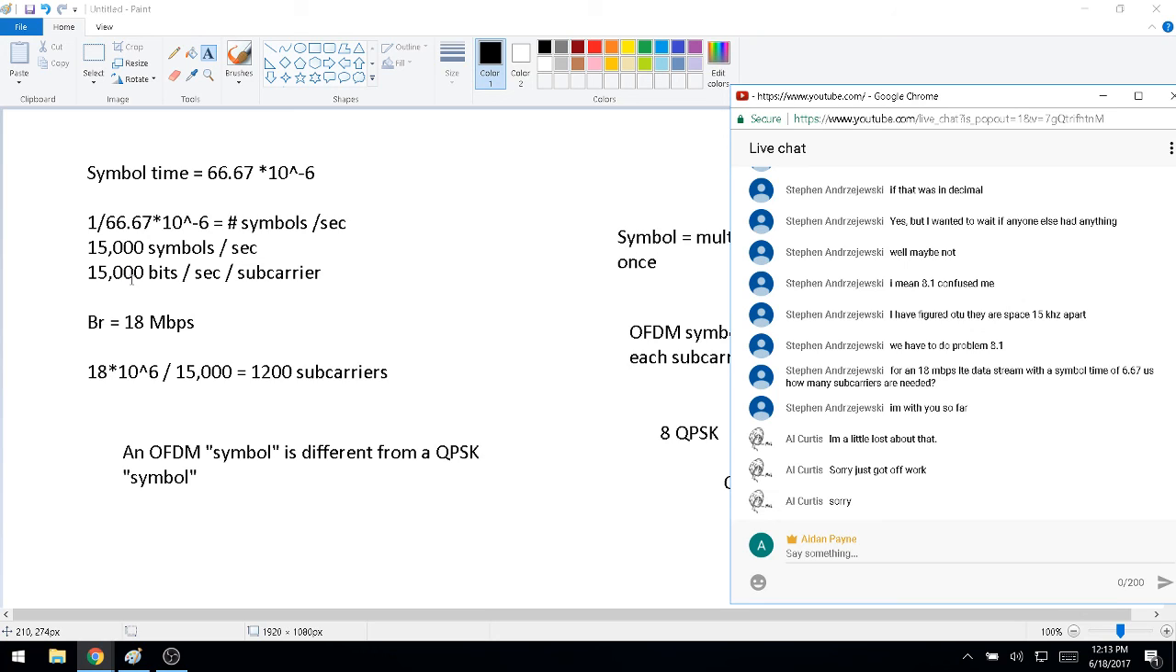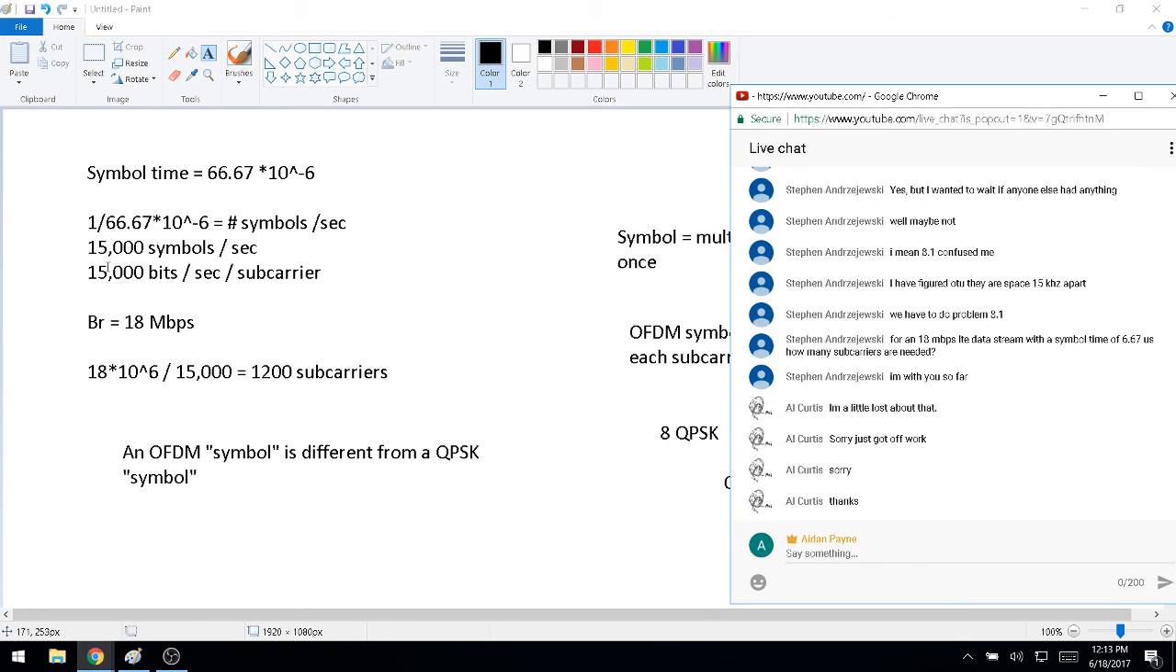Because an OFDM symbol is a sample of multiple subcarriers. And so each of our individual subcarriers has to be going at a bit rate that allows us to sample at our symbol rate. And so that tells us that our bit rate for our individual subcarriers has to at least be 15,000. It could be higher, but there's no indication that it's going to be higher. Because if it were higher, we could sample potentially a little bit faster.